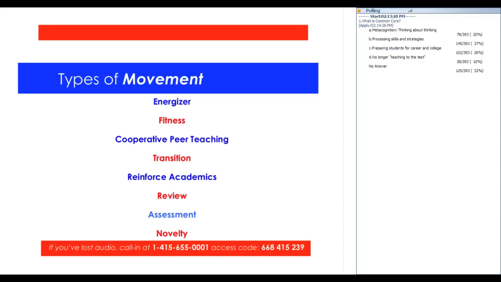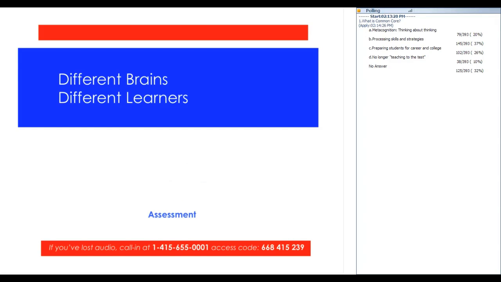Assessment, how do you know they know? And do you know they know, or they don't know they know, or they know they don't know, or they don't know they don't know, or they don't care if they know or not? That's assessment. And there's activities we can do with that to help. And then sometimes, just for fun, that's a good one. We teach different brains and different learners.